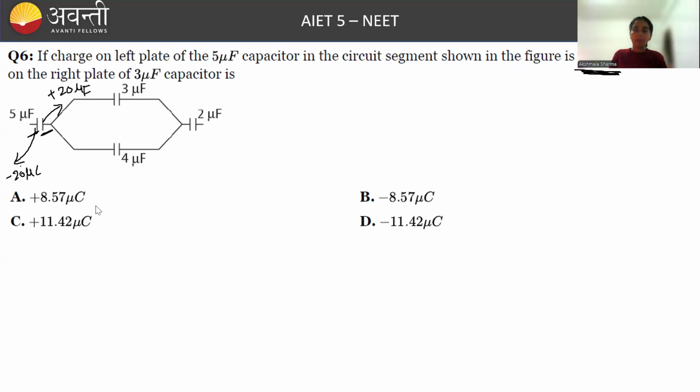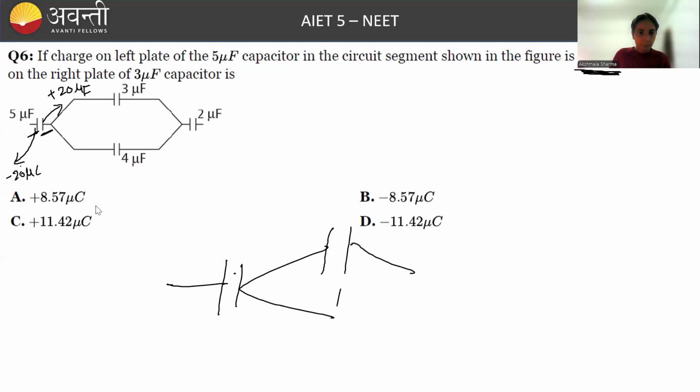I have taught you concept of isolated system. If you see the diagram carefully, it looks something like this. It looks something like this.